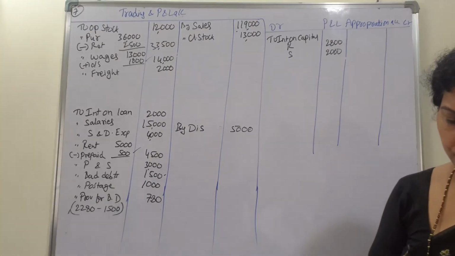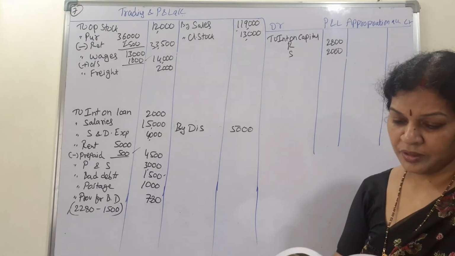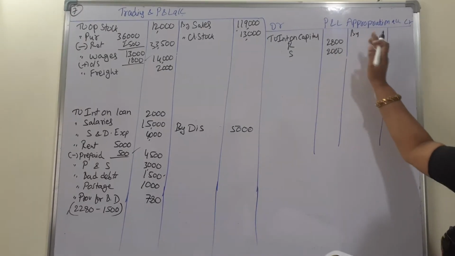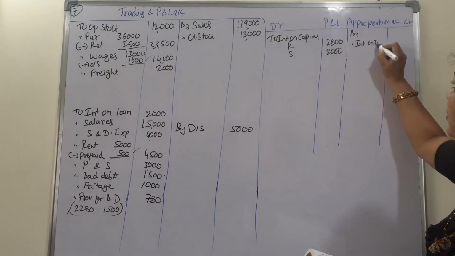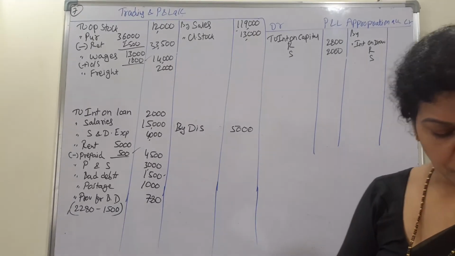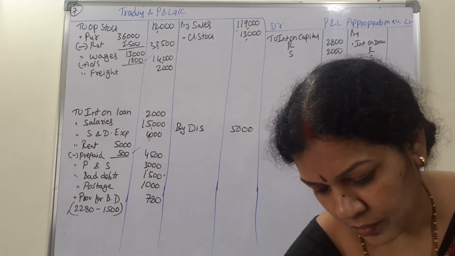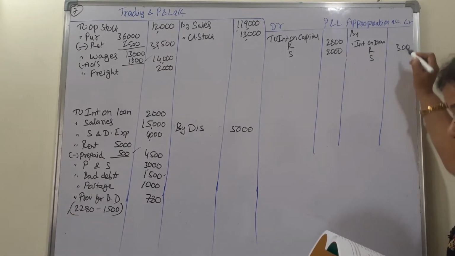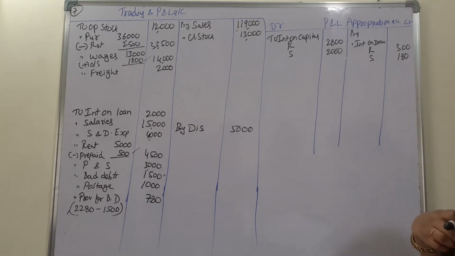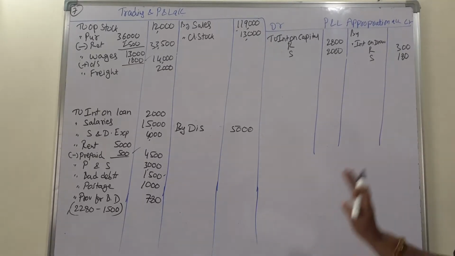Next, what else is there? Interest on drawings 6%. Drawings are the last item in the trial balance. On drawings it is 6%. Interest on drawings is always on the credit side, because it adds to net profit. For Ramesh and Suresh, how much is it? Interest on drawings 6%. 5,000 into 6%, 300 for Ramesh. And for Suresh, 3,000 into 6%, 180. Yeah, 180. So interest on drawings is over.